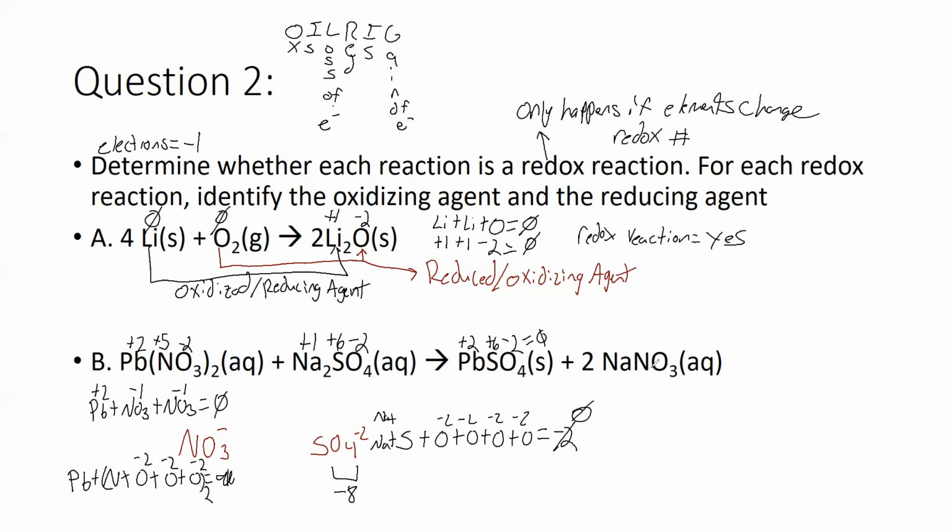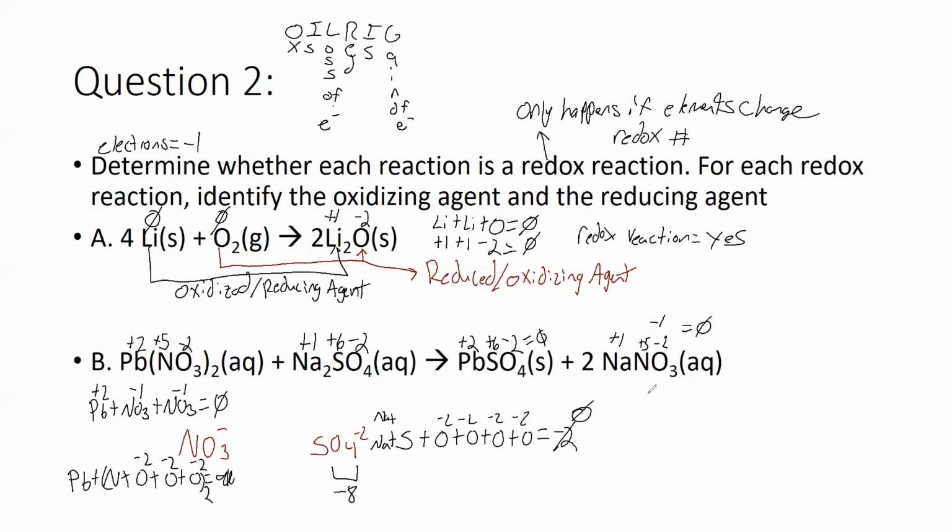Sodium nitrate. Nitrate again is -1, and since NO3 is always going to be the same, oxygen is always going to be -2 and nitrogen is always going to be +5. Overall, nitrate is equal to -1. And sodium is always +1. Let's check our math: +1 minus 1 equals 0. It should be, since this is a neutral compound.